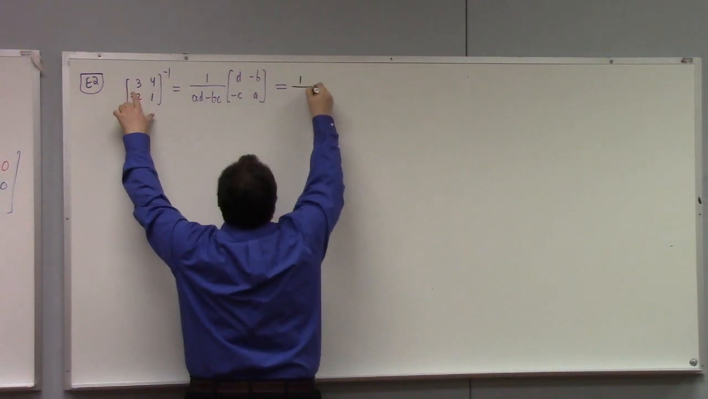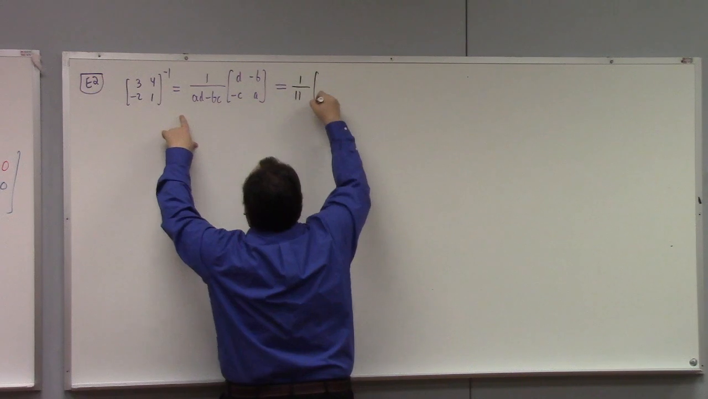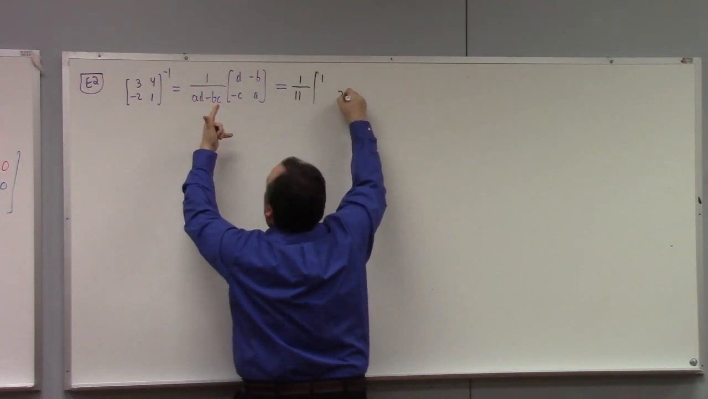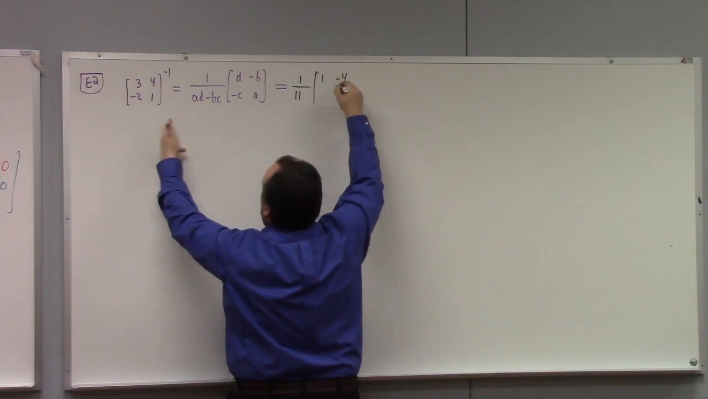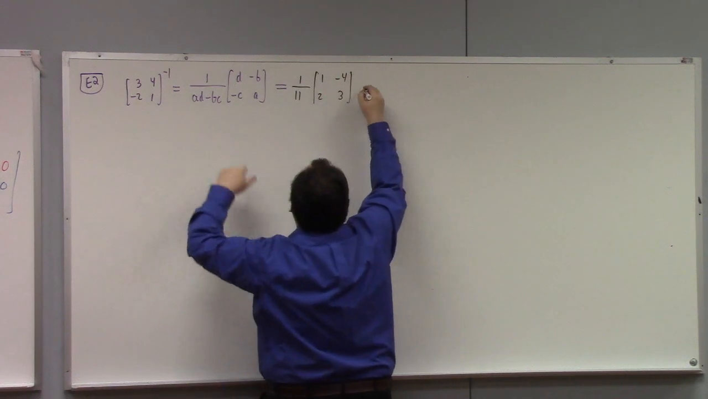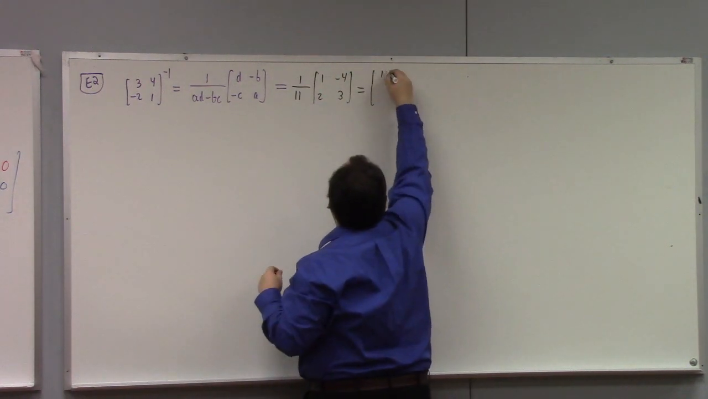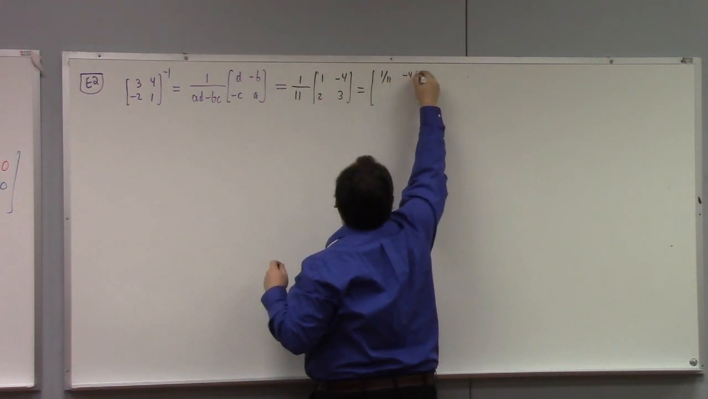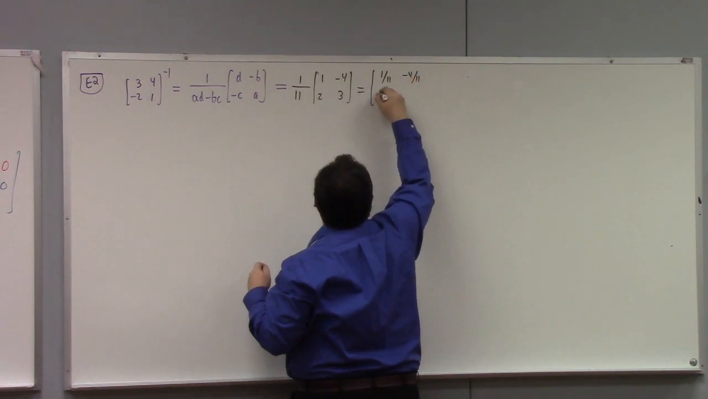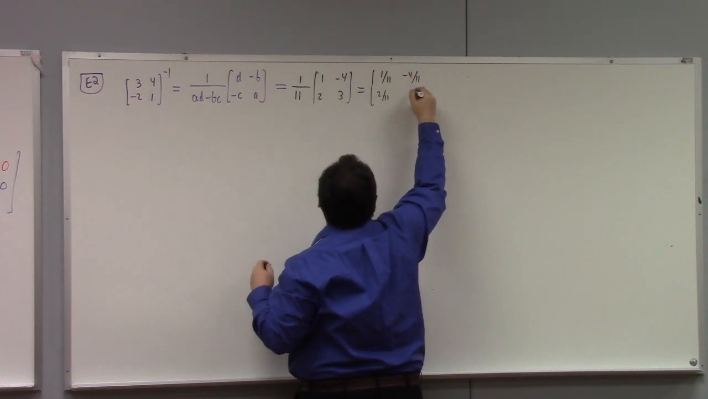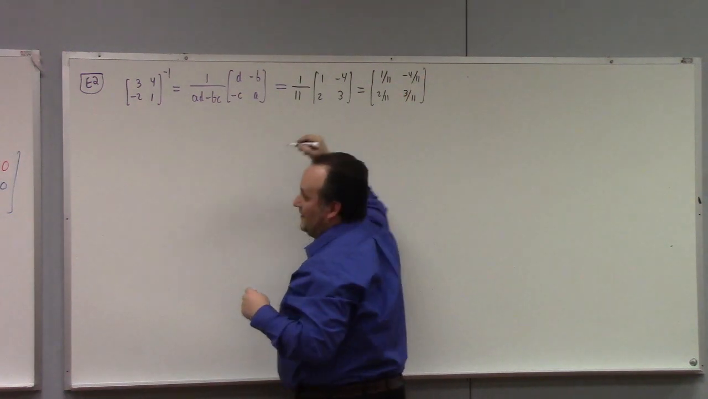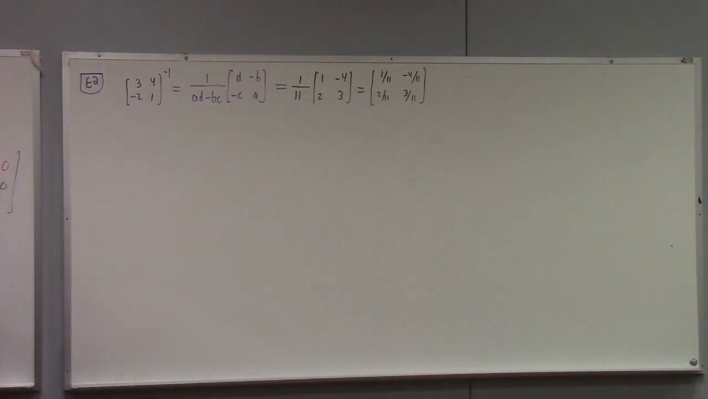1 over 11. I flip the diagonals. Minuses on the off diagonals. And so there you have it. That's how I knew to put that block there. And then the inverse of the 1x1 matrix, what's that? How do you invert a 1x1 matrix? What's the inverse of the 1x1 matrix? 3. It's just 1/3. Okay.